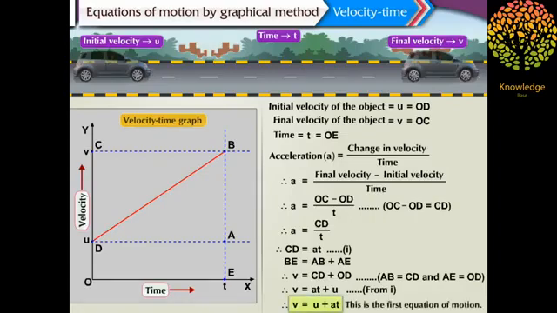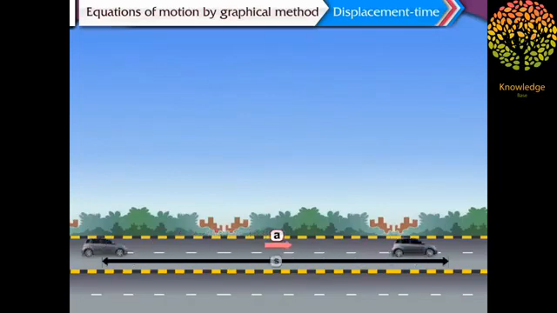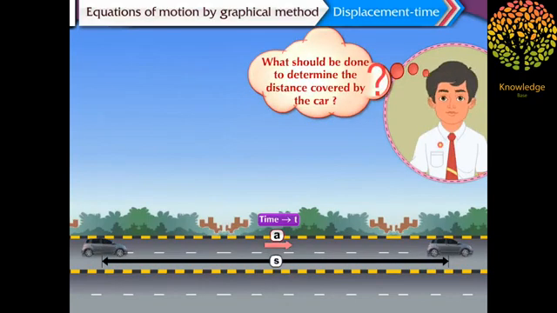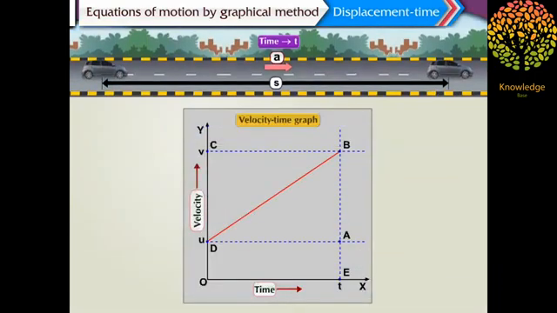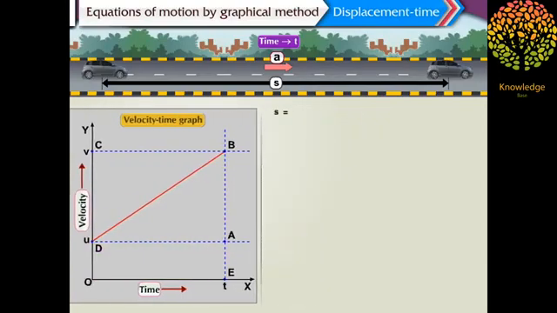Now, let us study the next equation of motion. Equation for displacement-time relation. A car in uniform acceleration a covers a distance s within time t. What should be done to determine the distance covered by the car? With the help of the graph shown here, the distance covered by the object can be determined by the area of the quadrangle DOEB. Thus, distance s is equal to area of the quadrangle DOEB.